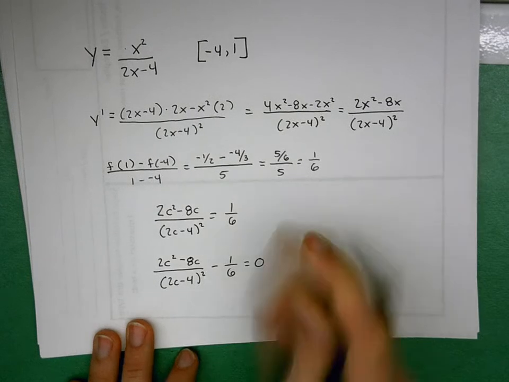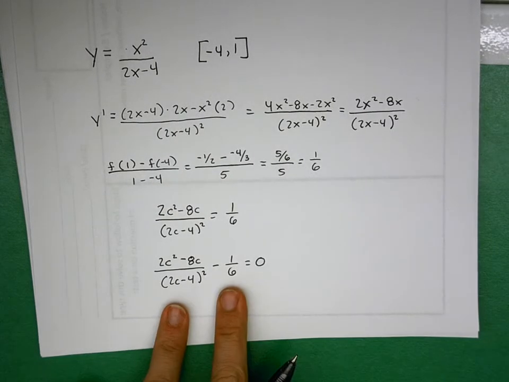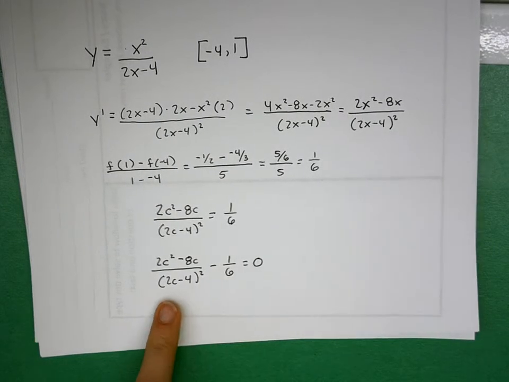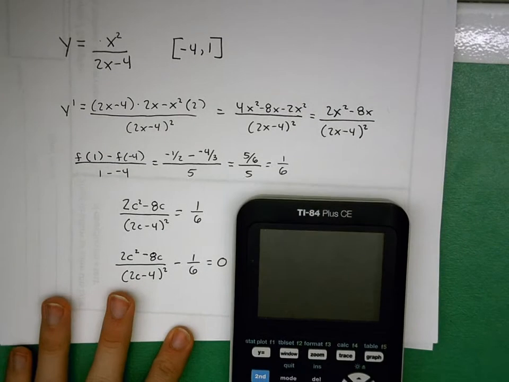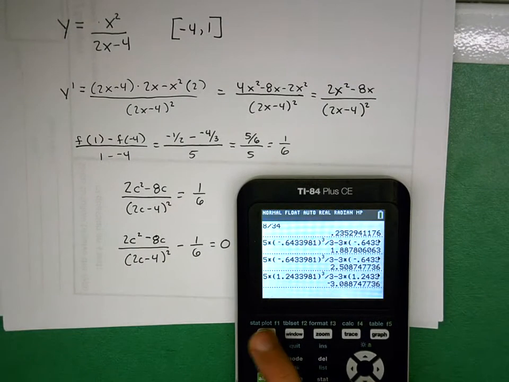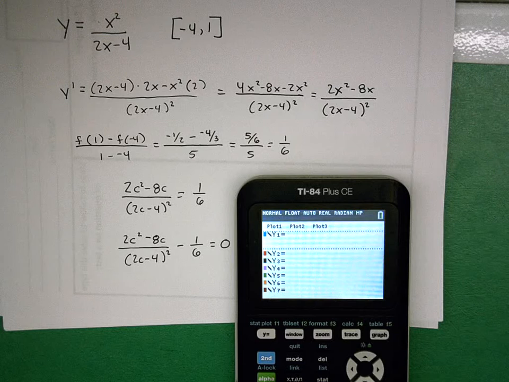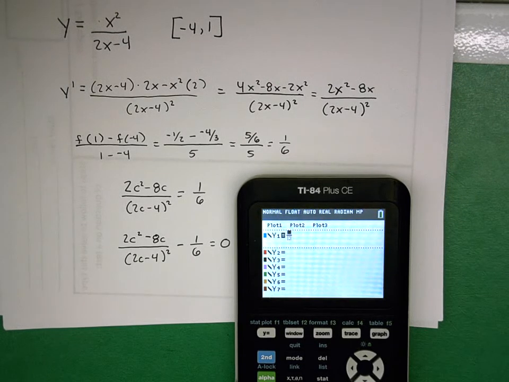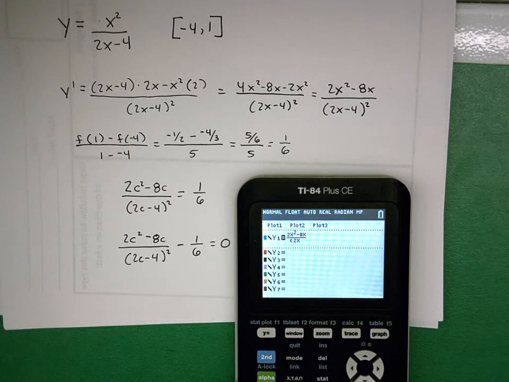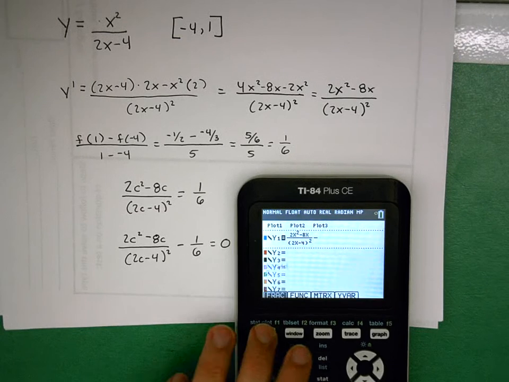And I'm going to put this into my y equals. So we have our 2c squared minus 8c over 2c minus 4 quantity squared minus 1/6.